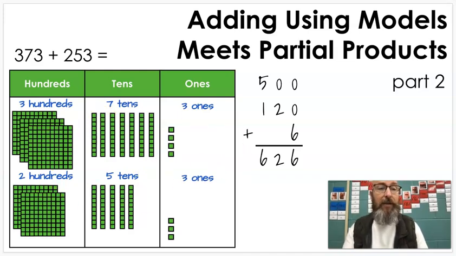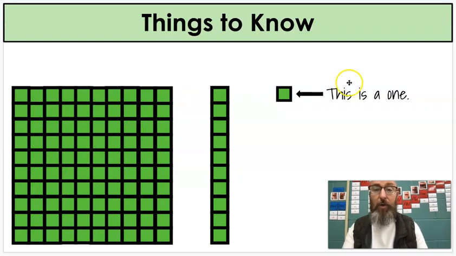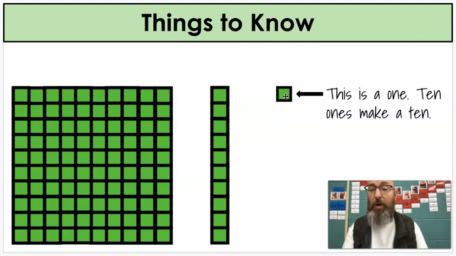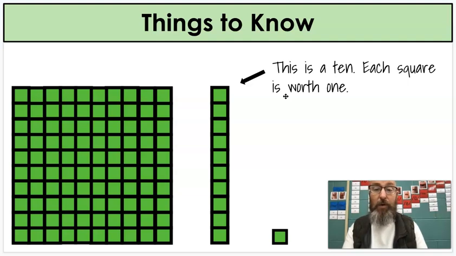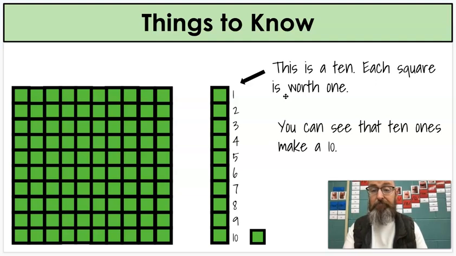So we start with a 1. A 1 is that little bitty square. It's just a baby. And 10 ones make a 10. Of course, the tall little column right there is a 10. And each square is worth 1. That's why we know 10 ones makes a 10. And we can see that real easy. We can count them. Count with me. 1, 2, 3, 4, 5, 6, 7, 8, 9, 10. So that's 10 ones. Make a 10.